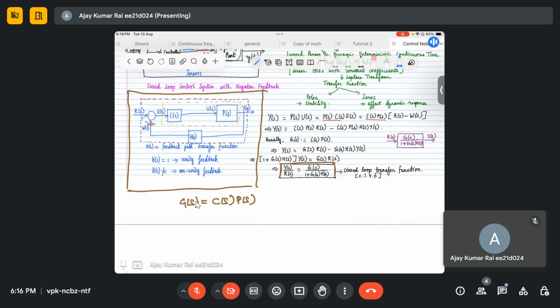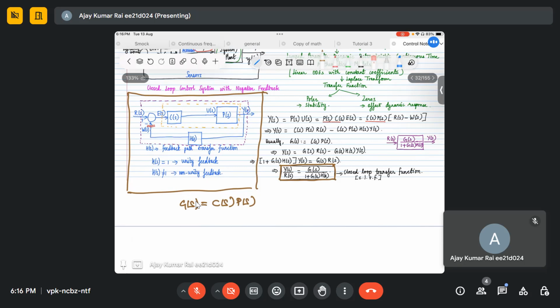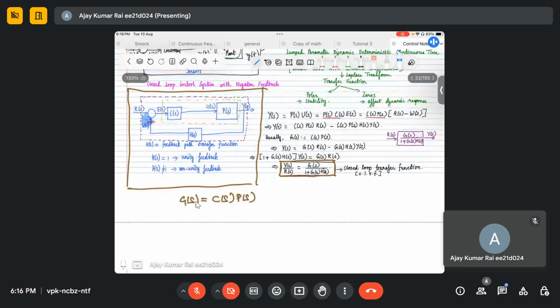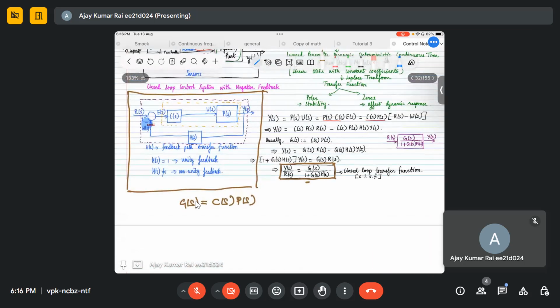G(s) by 1 plus G(s)H(s) for the negative feedback. So this is the closed loop transfer function for the negative feedback. If you see the sign here, this sign, this is negative feedback. And for the positive feedback, the only difference is that you just replace plus with minus.